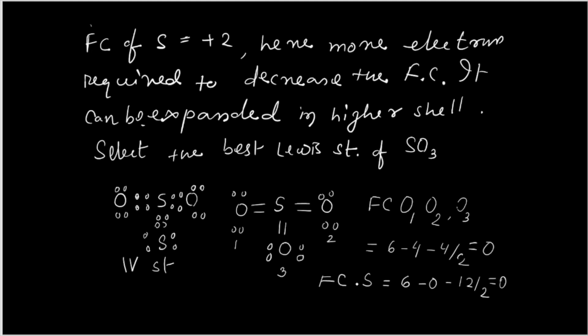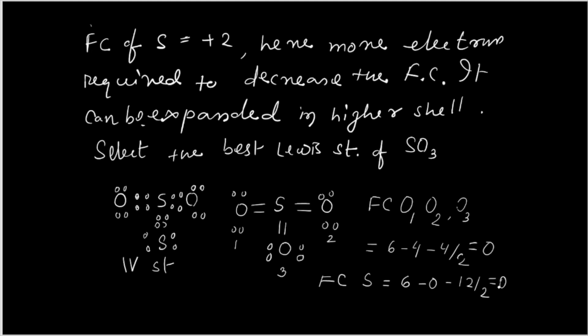Similarly, FC of sulfur, again valence electrons 6, non-bonding electrons 0, bonding electrons how many? See, 2 plus 2 plus 2, that means how many? 6 bonds. 6 bonds mean 12 bonding electrons. So 12 by 2, that is equal to 0.